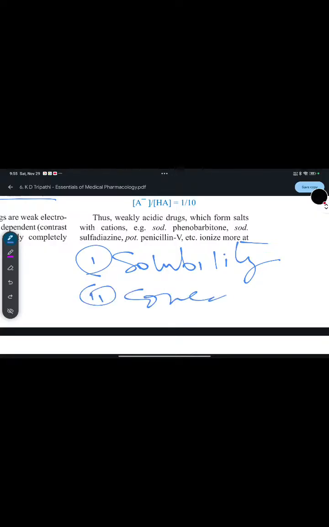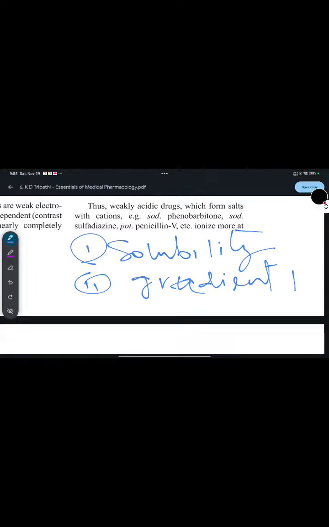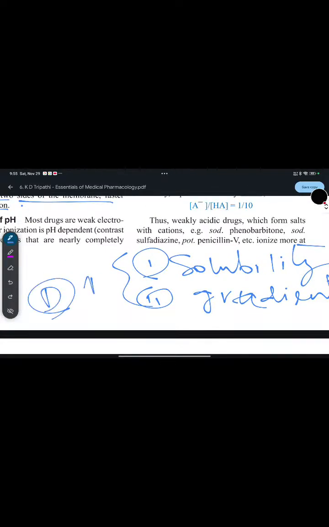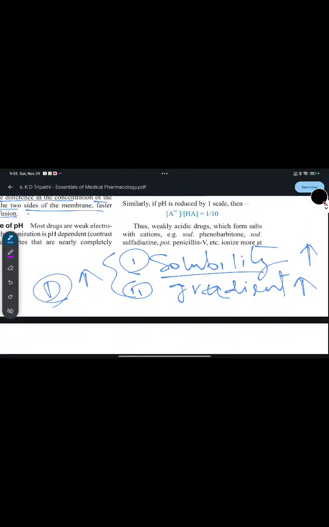When there is more concentration gradient, the diffusion will be more. When there is more solubility, the diffusion will also be more. Diffusion will be more in two cases. Number one, if solubility is more. Number two, if concentration gradient is more.